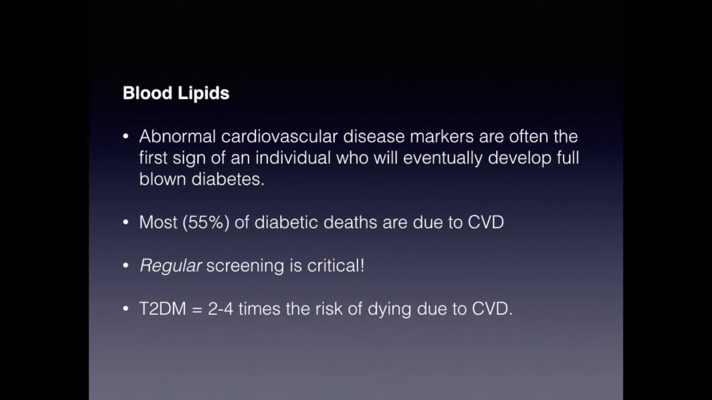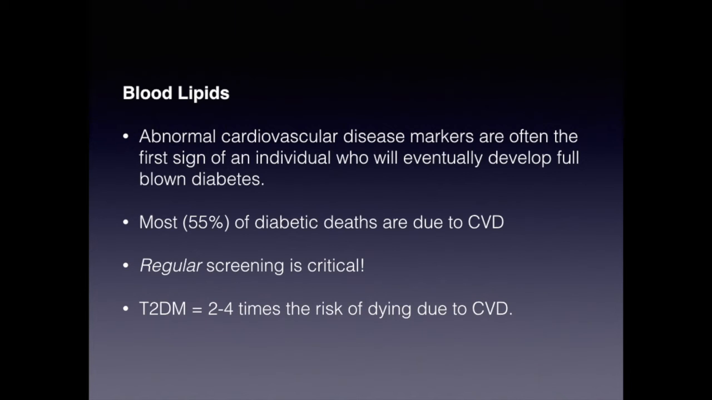Other things we monitor besides the typical metabolic biomarkers that I discussed in the beginning, and blood pressure, we also want to monitor blood lipids, because abnormal cardiovascular disease markers are often the first sign of an individual who will go on to develop diabetes. And again, to reiterate, 55% of diabetic deaths are due to cardiovascular disease. So this is a big, big problem. Regular screening is absolutely critical.